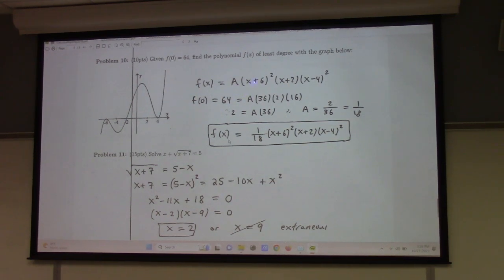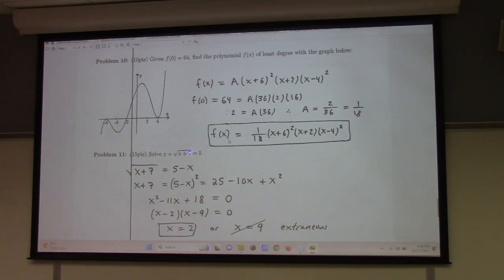(x+6) squared from that bounce, (x-4) squared from that bounce, and x plus 2 because we had a crossing at minus 2. And then we've got f of 0 is 64, so we get that. A times 36 times 2 times 16 from plugging in 0 there. And that simplifies to give you 1/18. There it is.